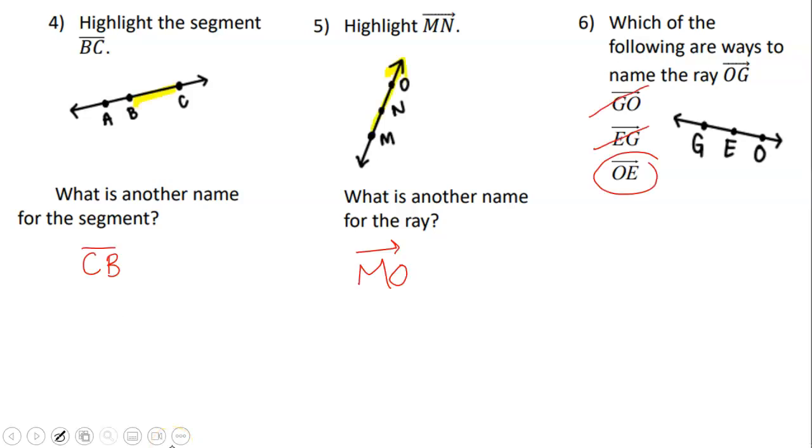Okay, for these problems, if I want to name this line segment in number 4, I could change the order that the points are listed. For number 5, which is a ray, I can call it MO because M is the endpoint. And then for number 6, the only other name I can use is OE because I want to make sure that I start with the starting point and then continue on in that other direction.